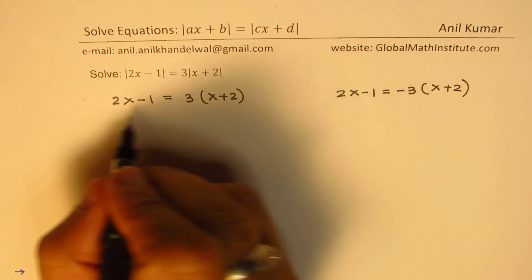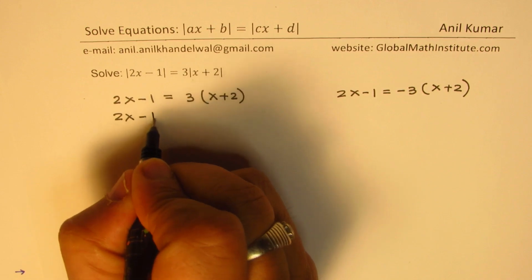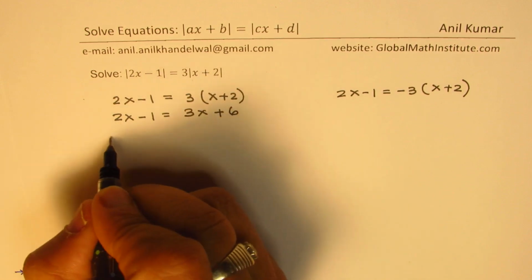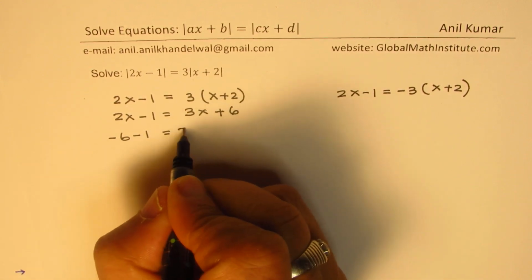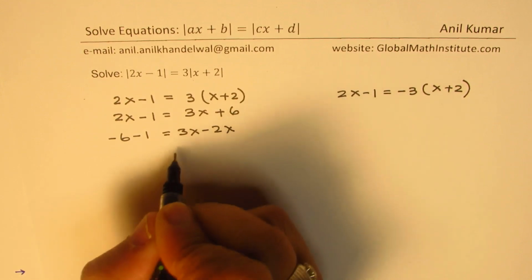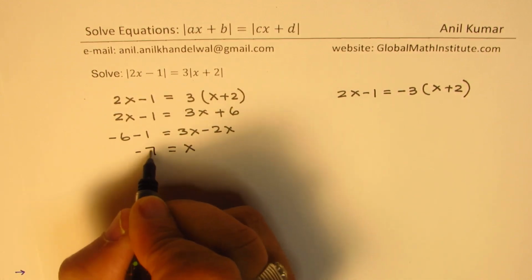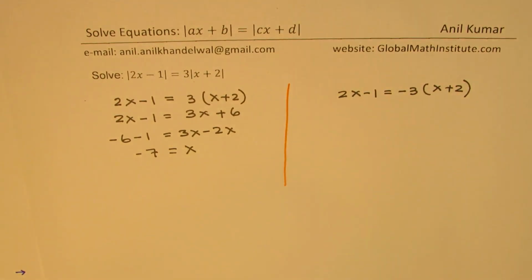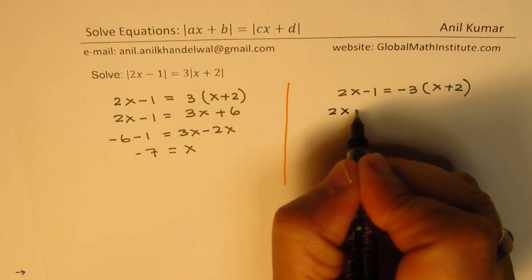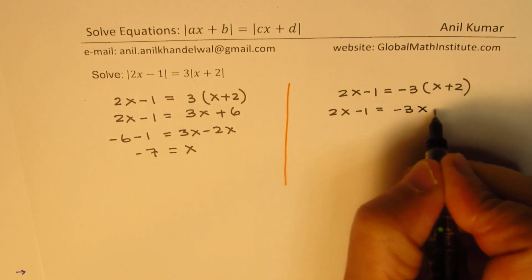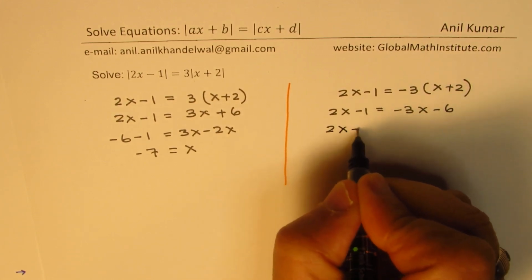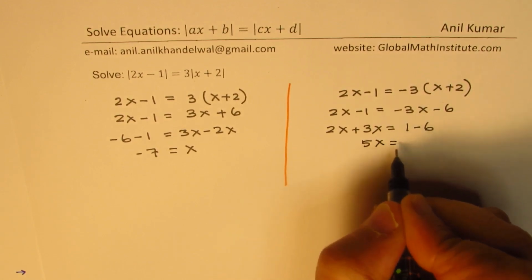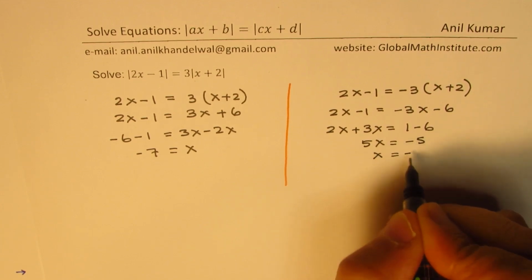Now, let's open the brackets and bring the terms together. So we have 2x minus 1 equals 3x plus 6. Now, bringing the numbers to the left side, we get minus 6 minus 1 equals 3x minus 2x, or the value of x is minus 7. On the other hand, what we have here is 2x minus 1 equals minus 3x minus 6. So that gives you 2x plus 3x equals 1 minus 6, or 5x equals minus 5, or x is equal to minus 1.